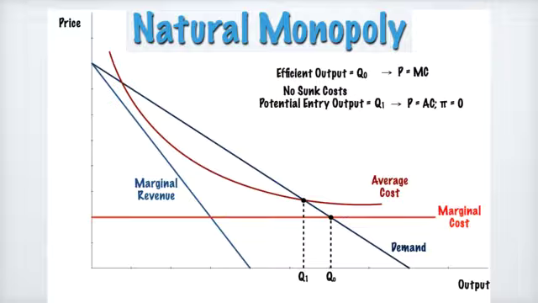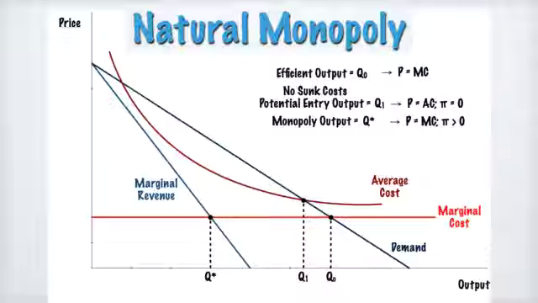And lastly, what would be the monopoly output level? The monopoly output level is where marginal cost is equal to marginal revenue. So Q star is that output level. And that is the profit maximizing condition. Price is equal to marginal cost. And we will have, in this instance here, a positive economic profit.